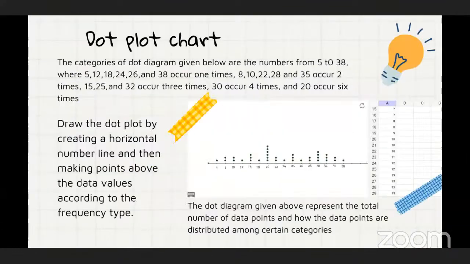So we draw the dot plot by creating a horizontal number line and then making points above the data values according to the frequency. The dot diagram given above represents the total number of data points and how the data points are distributed among the certain categories.